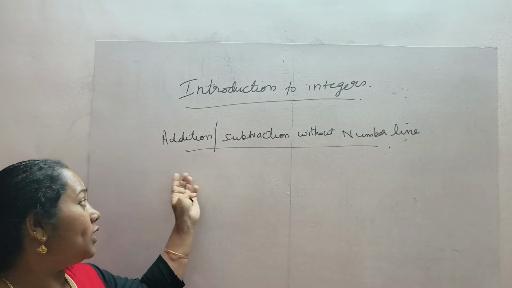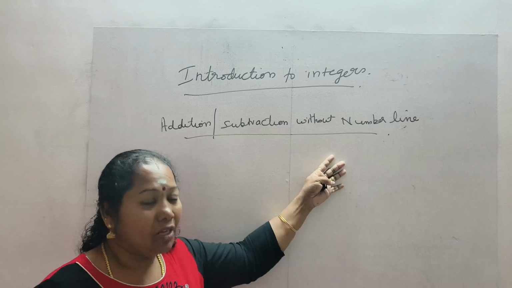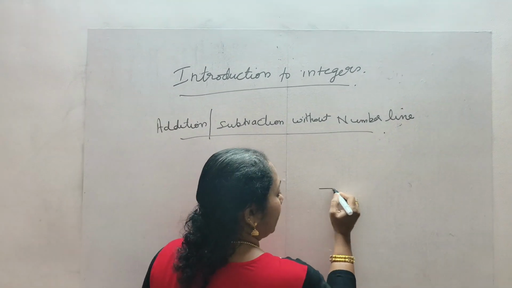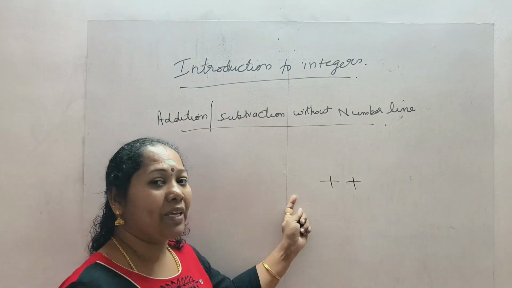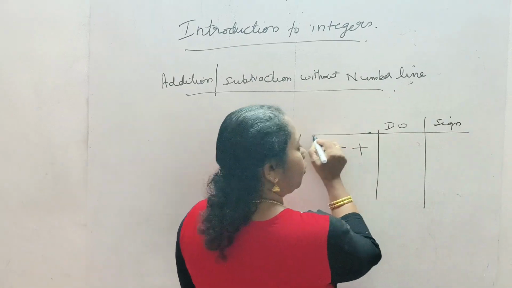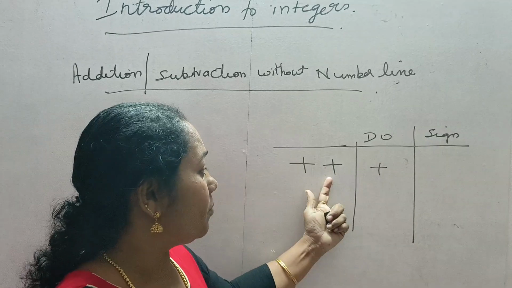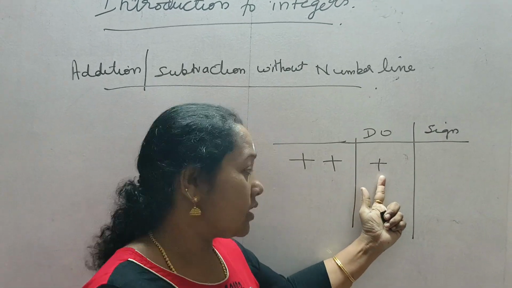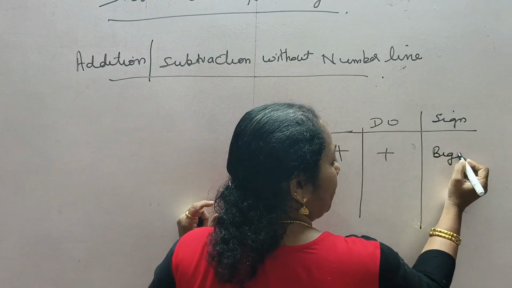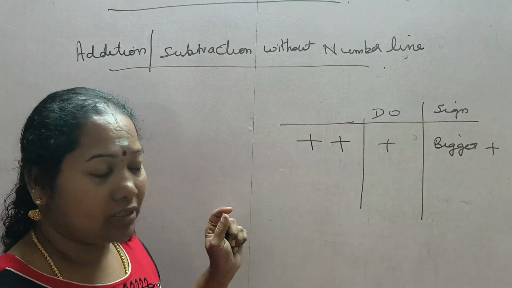Now let us do the addition and subtraction of integers without a number line. This is the main part. In this one, first of all, you have to learn something. That is, if two digits are plus numbers with the sign positive, what do we have to do? If both the numbers are positive, we have to do plus itself, and the sign will be of the bigger one, that is the plus sign. So if both are plus, the sign will be plus itself.